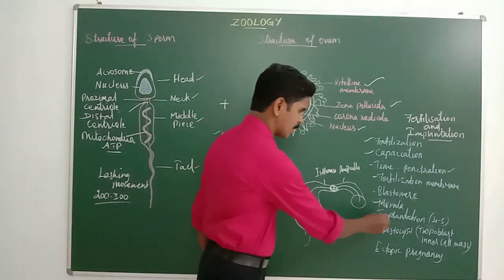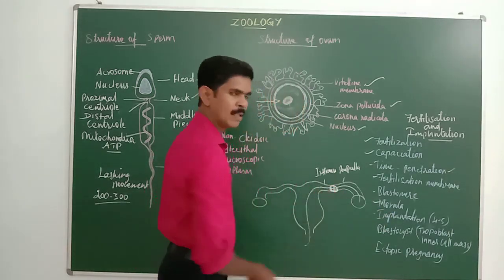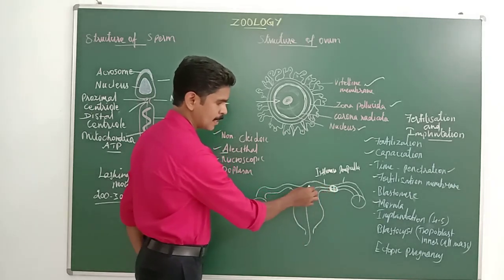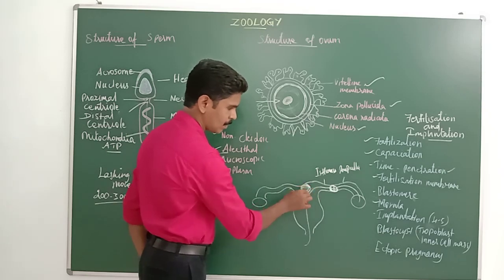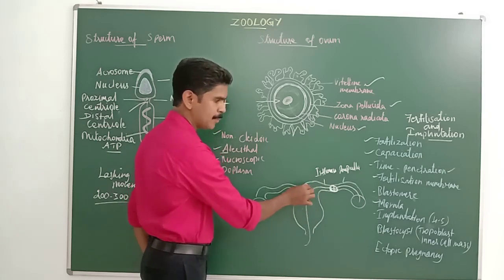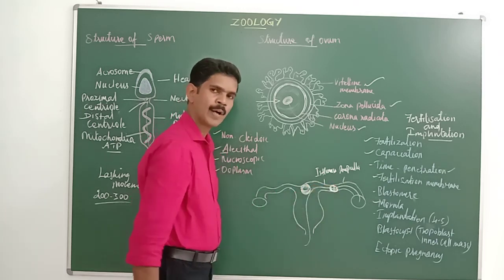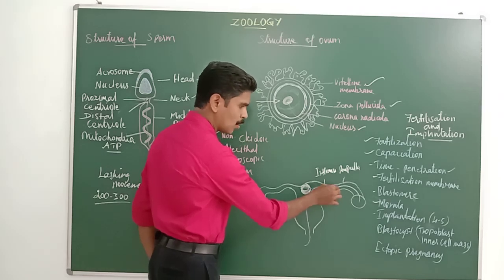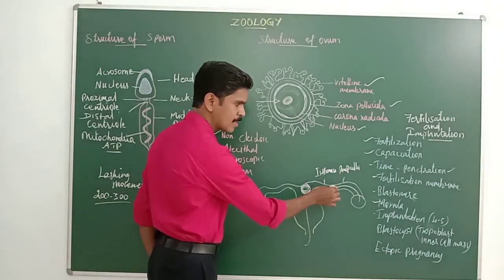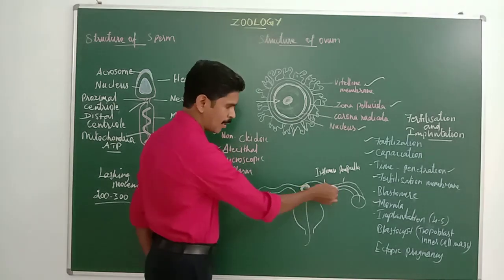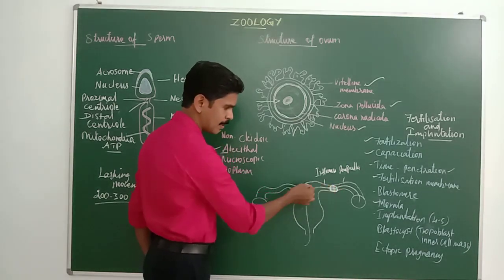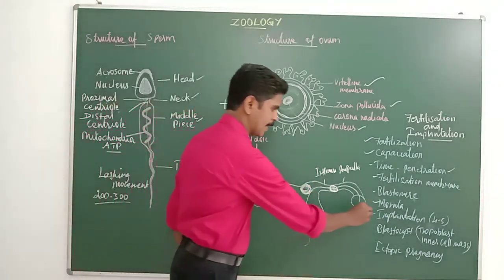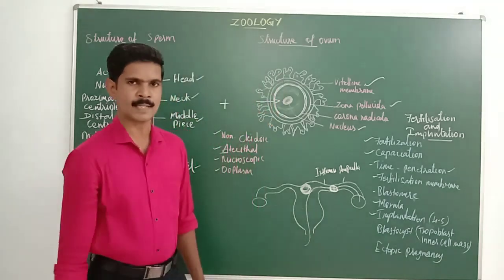Then next one is implantation. Now here the morula is formed. This morula should be transported to the uterus region for implantation. For this purpose, the morula takes 4 to 5 days. So 4 to 5 days are needed for the movement of this morula from the junction of the isthmus and ampulla to the uterus. Finally it moves from the fallopian tube and is attached to the wall of the uterus. This process is called implantation.